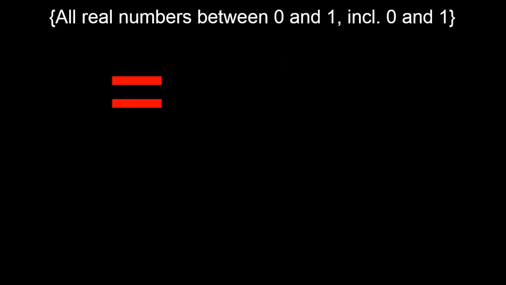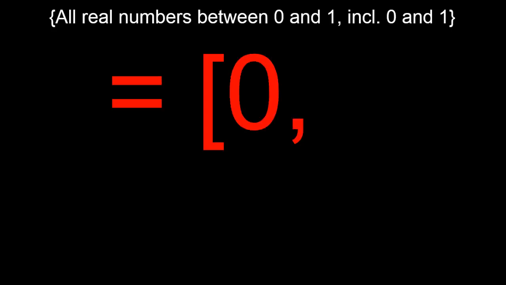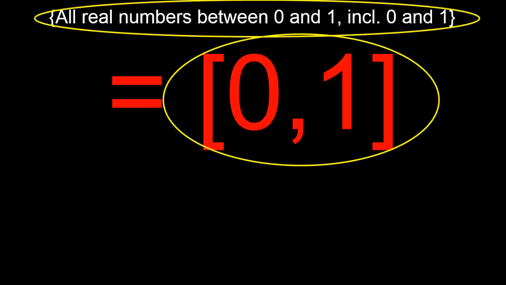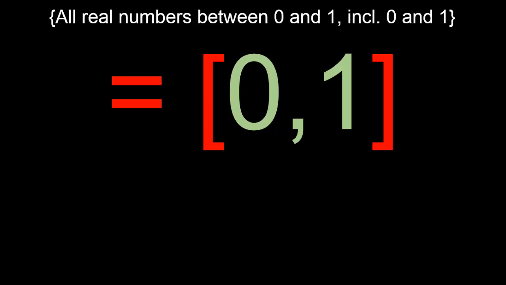This set can be written down as [0, 1]. This piece of notation here refers precisely to the set of all real numbers between 0 and 1, including 0 and 1. 0, 1 here indicates that this set includes all real numbers between 0 and 1. The left bracket here indicates that this set includes the number on the left, namely 0. Similarly, the right bracket here indicates that this set includes the number on the right, namely 1.